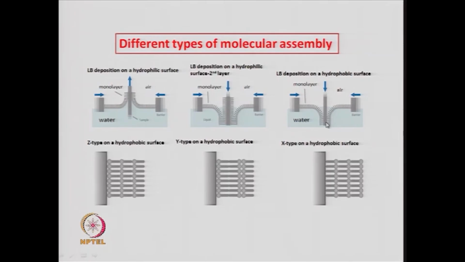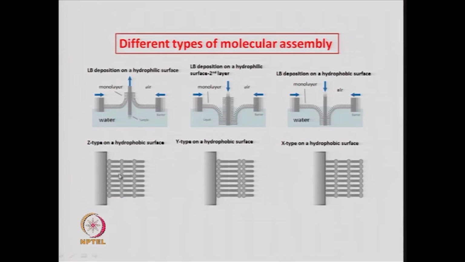So, it depends on what kind of substrate you have, whether hydrophilic or hydrophobic. Then the first monolayer, either you will have to pull out the substrate or push in the substrate, depending on what kind of substrate you have, whether it is hydrophilic or hydrophobic. Now, you can have multiple layers, and there are different classifications of these LB films.